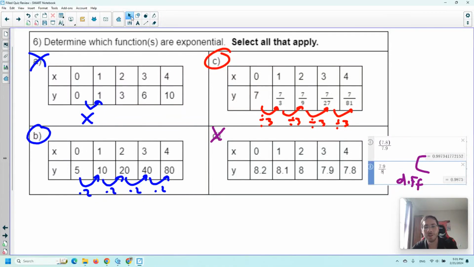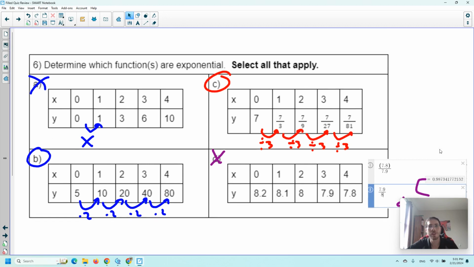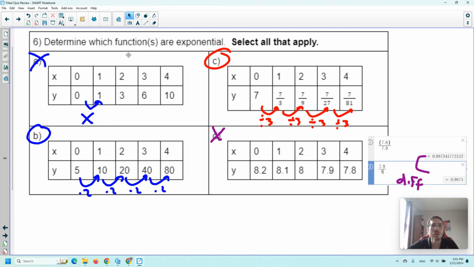All right, Smart Notebook crashed, but there you go. So we left off, we found that those 2 were different. So all we have to do is just get rid of choice D, because choice D does not work because those are different values. So we're not multiplying or dividing by the same thing every time.